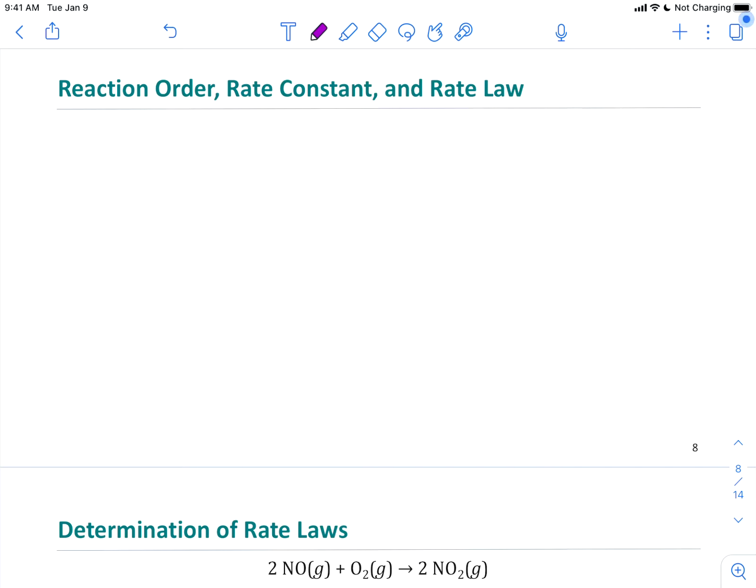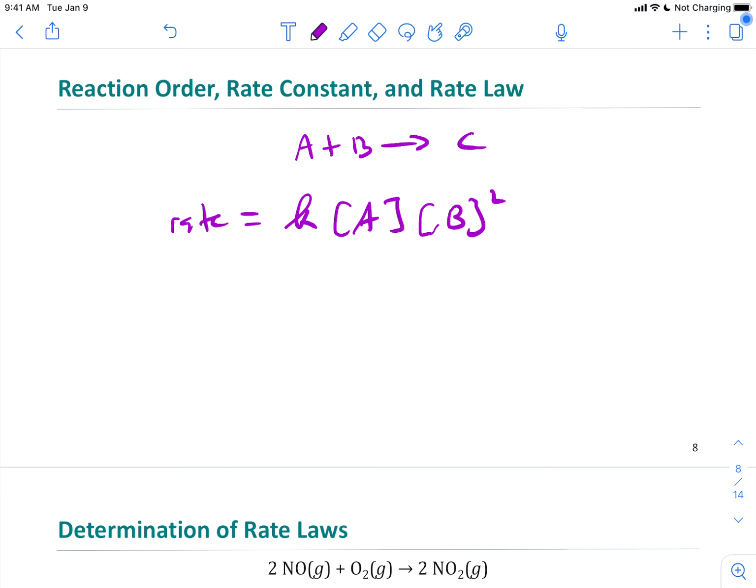Okay, so we can write a rate law, and that's what I did at the very beginning. It's an equation that defines the experimentally determined relationship between the reactant concentrations and the rate of the reaction. So let's just say we have A plus B going to C. This might be a rate law. The rate is equal to the rate constant times A times B squared.